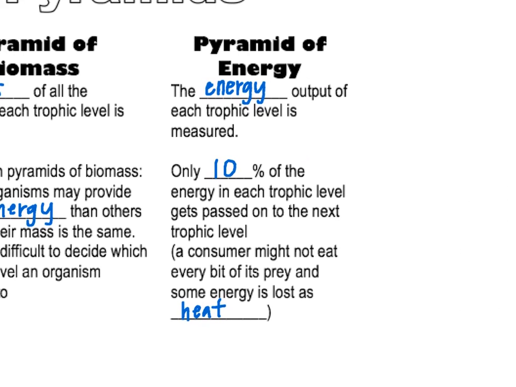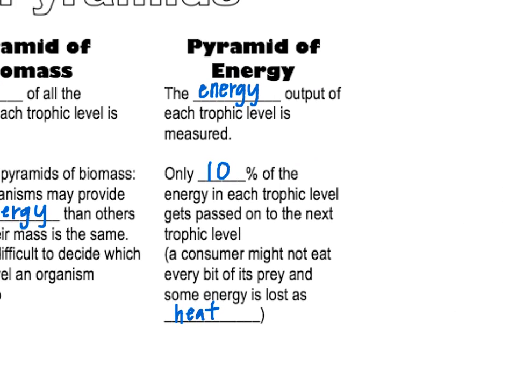Now the last pyramid we're going to look at is a pyramid of energy. The pyramid of energy measures the energy output of each trophic level. And only 10% of the energy in each level gets passed on to the next level. And there's a lot of reasons why only 10% gets passed on, why not all of it gets passed on.